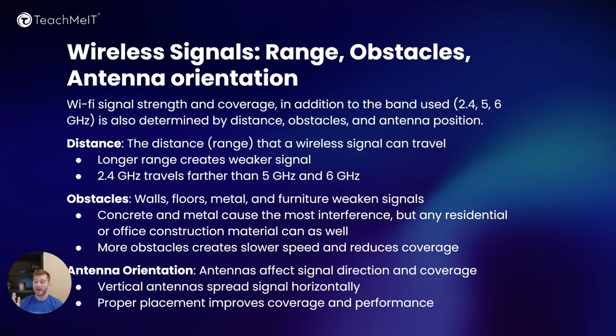So vertical, if they're vertical and running more up and down, the antennas are straight up, that's going to play a role. If the antennas are more horizontal and just pointed in one direction, that's going to play a role as well. Just keep in mind proper placement on your antennas for your access point, Wi-Fi router, whatever it is, it is going to improve coverage and performance, and it will make an impact.